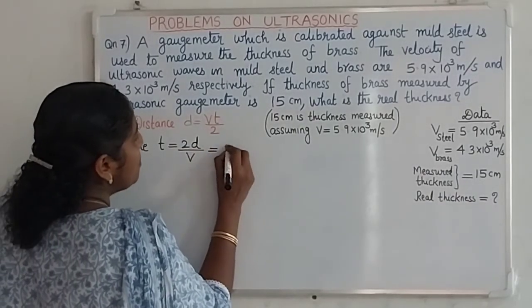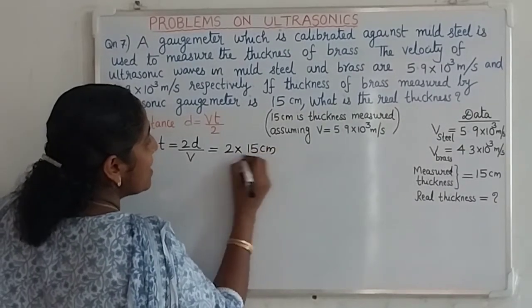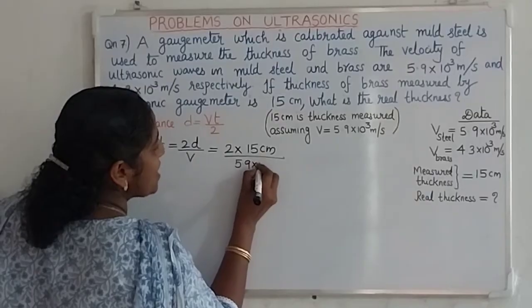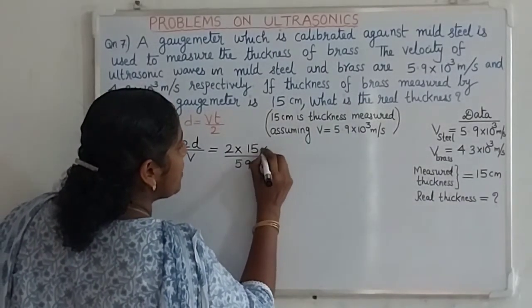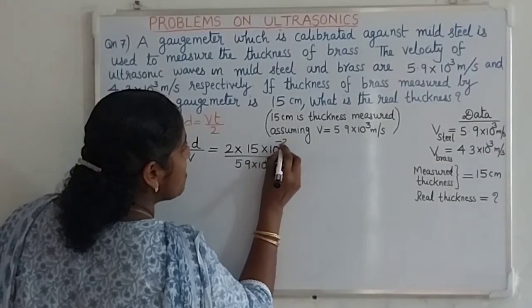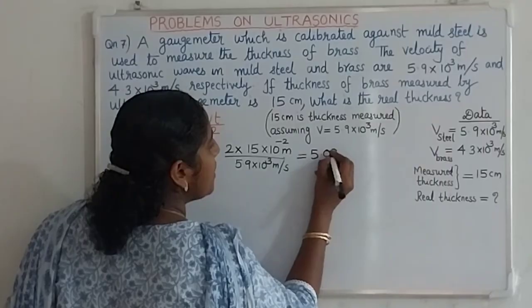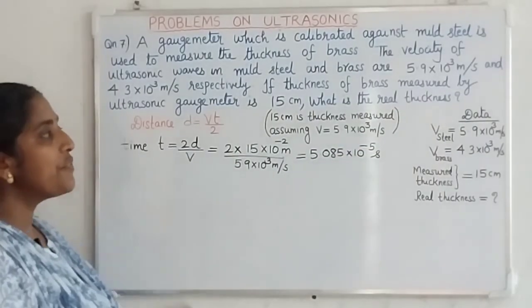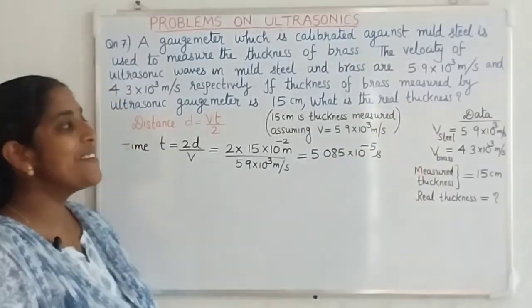That is 2 into the distance measured, 15 centimeter, by taking velocity as 5.9 into 10 raised to 3 meter per second. Here we have to convert this 15 centimeter into meter, that is 15 into 10 raised to minus 2 meter. This is 5.085 into 10 raised to minus 5 second. Now to find out the real thickness, we have to use the actual velocity in brass.